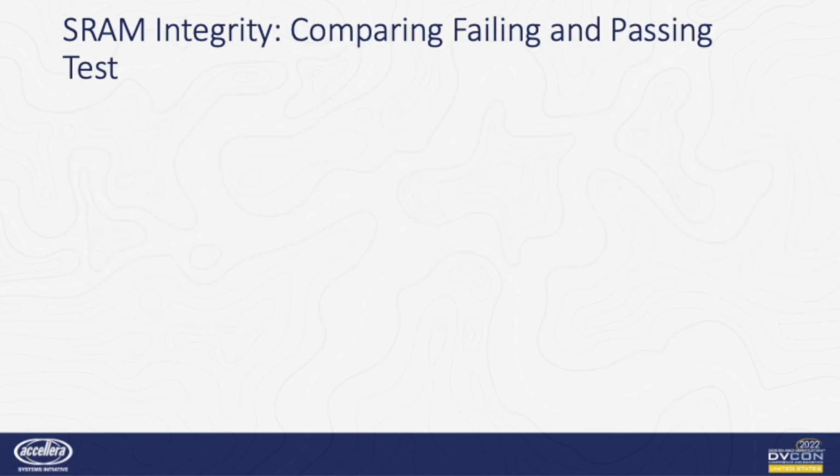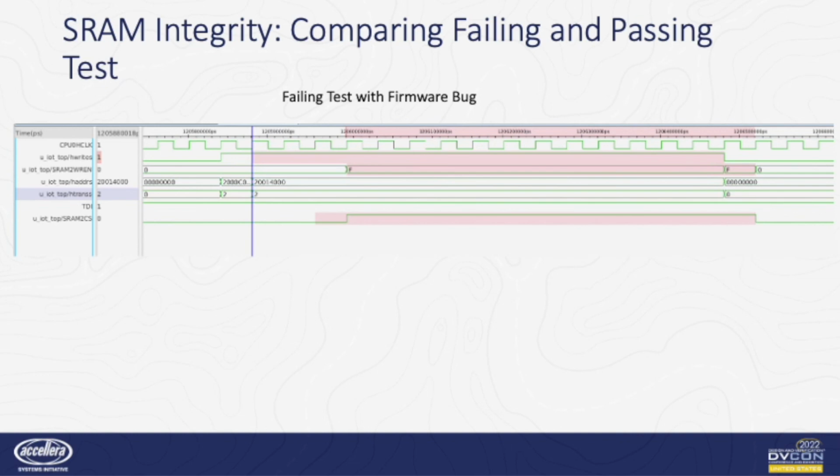Let's look at the failing and the passing test now in waveform view in our Radix analysis tool. Remember, when the test failed, there was a failure shown by the red shading in the time bar, and we found that the HTRANS2 request was made from the CPU to the HTRANS bus.